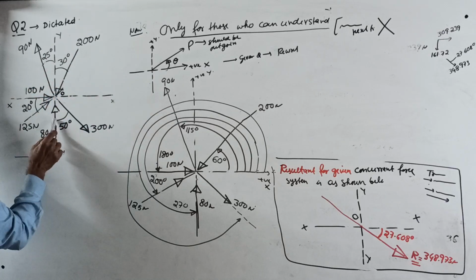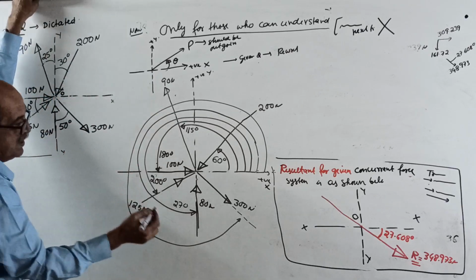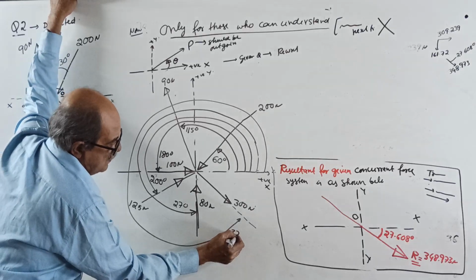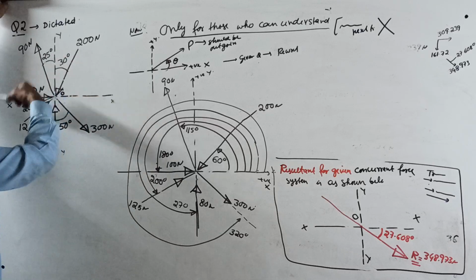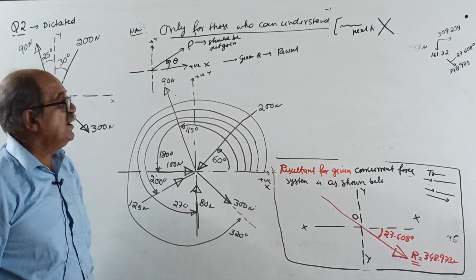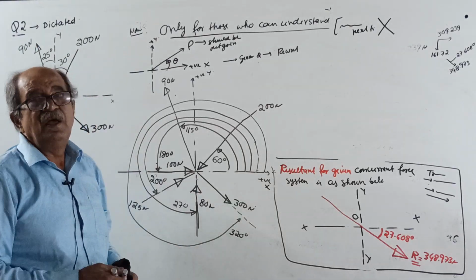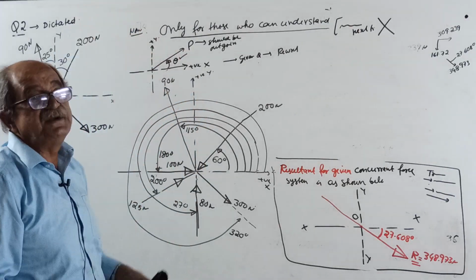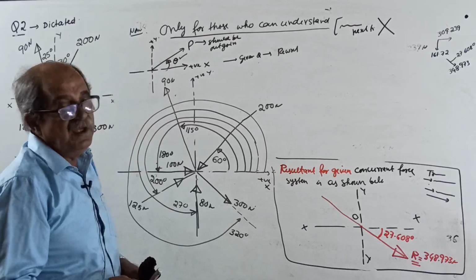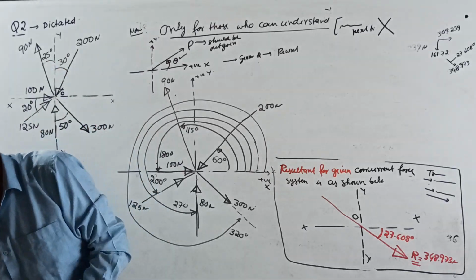270 plus another 50, 320. 320 degrees. Or you can do one thing: if it is 50, this is 40, 360 minus 40, 320 degrees. Okay, make a note here. Yes, we fulfilled this condition. But still, one pending. All the forces should be outgoing.